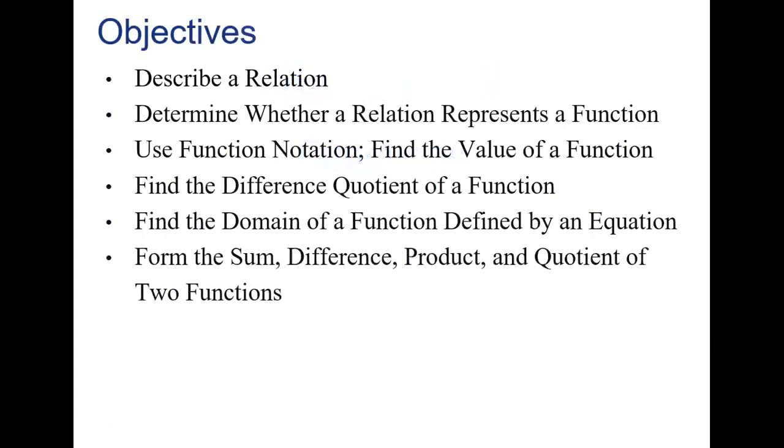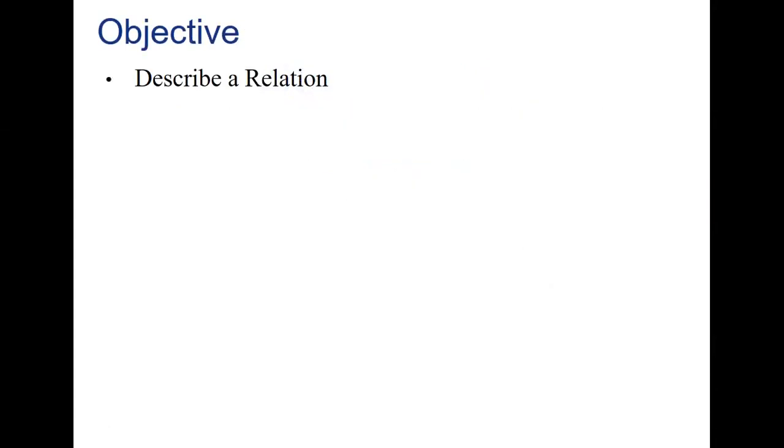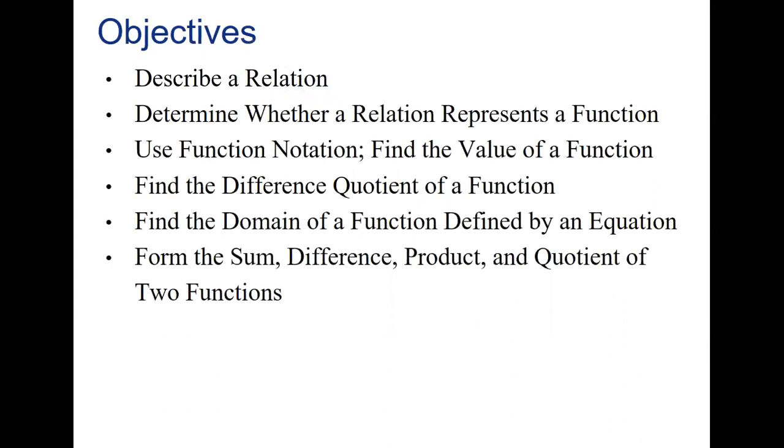So section 3.1, functions. This again should be review, because all of this is review for the most part. What we're going to focus on is determining whether a relation represents a function, using function notation, finding the value of a function, finding the difference quotient of a function, aka the slope, for the most part at a point, finding the domain of a function, and forming the sum, difference, product, and quotient of two functions.